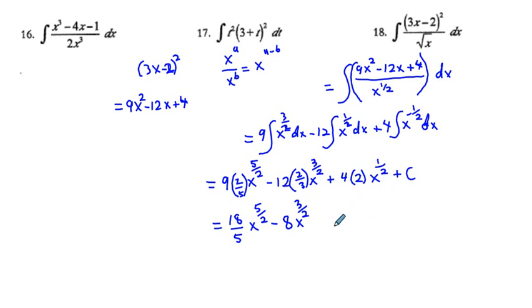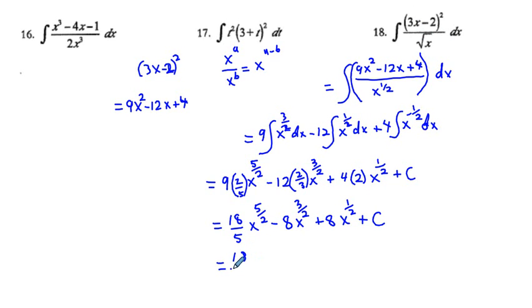And then for this next one, we have 4 times 2, which is 8, so plus 8 x to the 1/2 power. And then add c, our constant of integration. And now we can put this back in radical form, because the half there is going to be a square root. So let's go ahead and rewrite this last line. This is going to be our final answer.